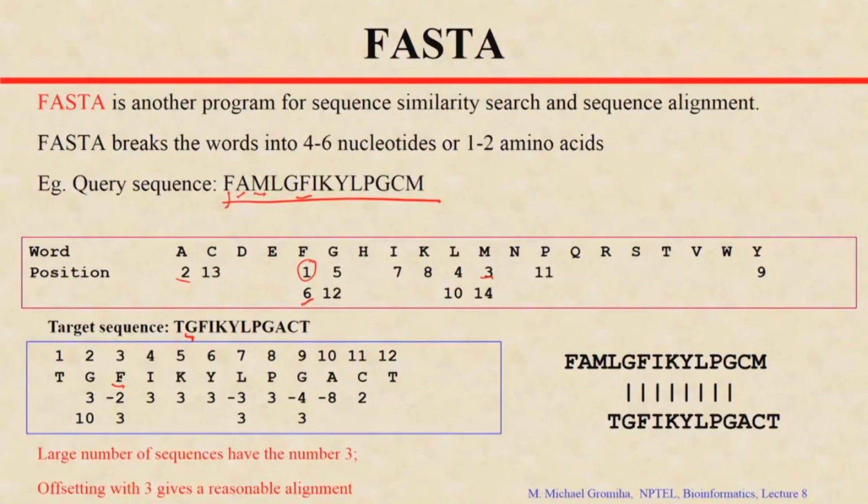Then we look at these, and they found a lot of numbers with 3. In this case, if there are more numbers with 3, if you offset one sequence by 3 residues, then you can get the probable alignment. So, if you offset by 3, then they get a good alignment between sequence 1 and sequence 2.